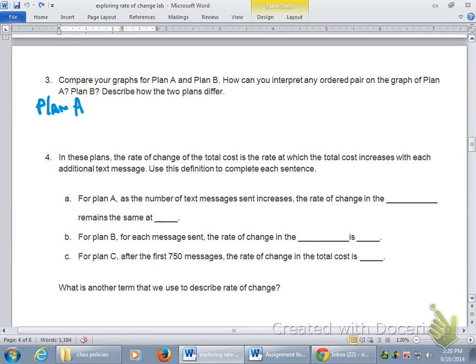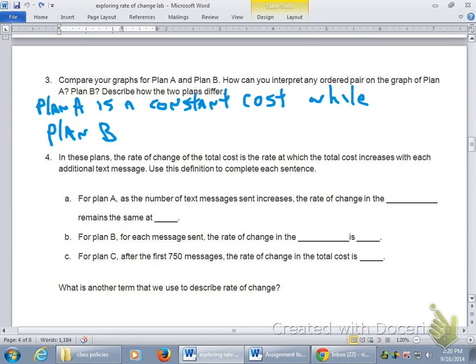Question 3 here, we went back and looked at the graph for Plan A and Plan B, and exactly what we wrote down at the bottom of that. We talked about how Plan A had a constant cost, but Plan B was changing at a constant rate, so slightly different idea.